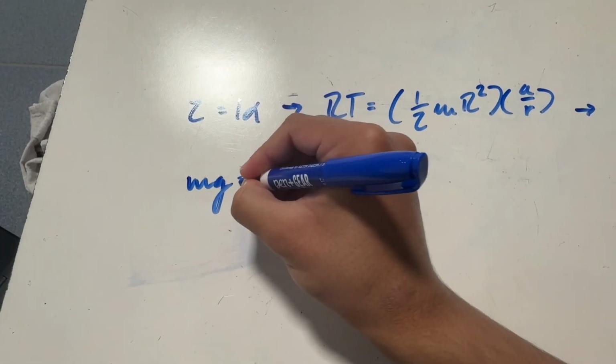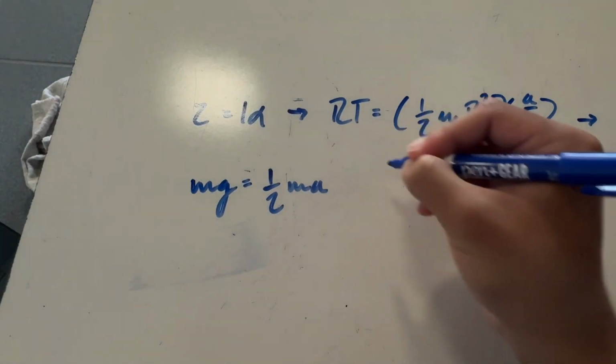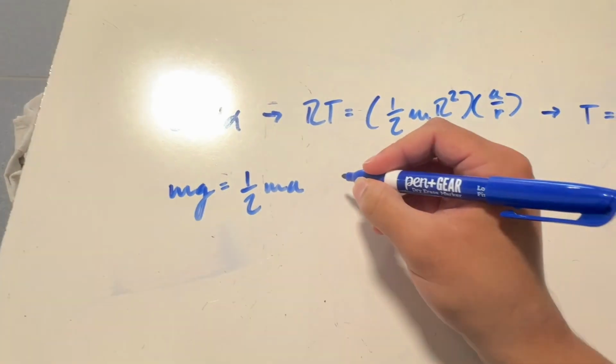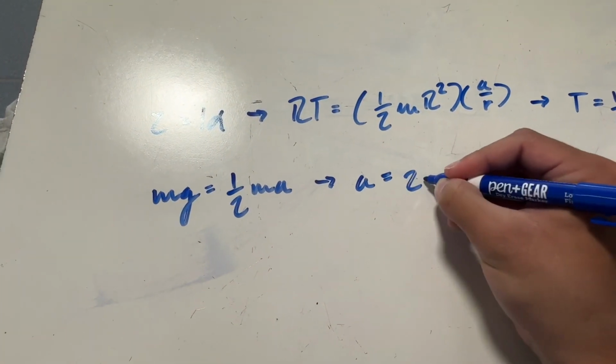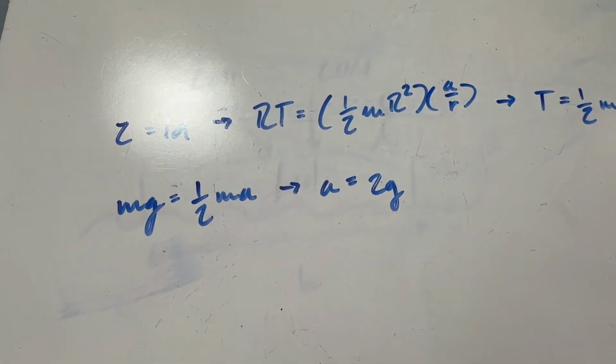I got it wrong. It asks the net force from the cylinder. 1/2 MA, but T minus mg is that. And then from here we can see that acceleration equals 2g. So our correct answer is 2g.